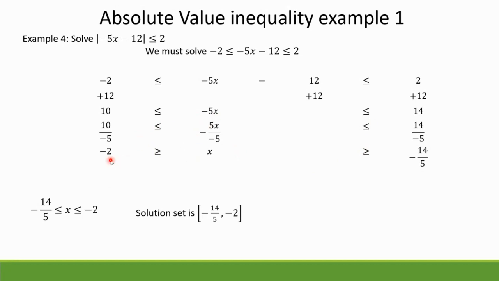So what's going to happen is we'll get negative 2 greater than or equal to x greater than or equal to negative 14 over 5. That's what we get. I mean, here I had 14 over negative 5, but that's the same thing as this. And that's our answer, and we're actually done because x is all alone in the middle. So we get these inequalities, which is the same thing as this. And the solution set is this, as you can see. Any questions on this one?